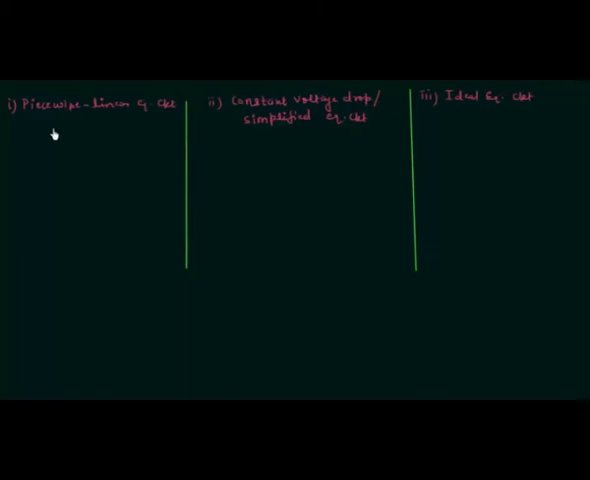There is only one assumption in the piecewise linear model. We will assume the curve to be linear even with small non-linearity. So this is the only assumption in the piecewise linear model, and first I will plot the curve and then we will draw the equivalent circuit. The y-axis is for ID and the x-axis is for VD, the voltage across the diode. And if we consider the forward bias condition, then we have something like this.